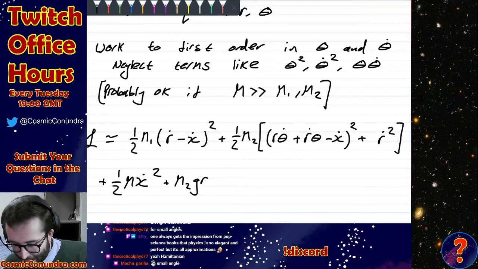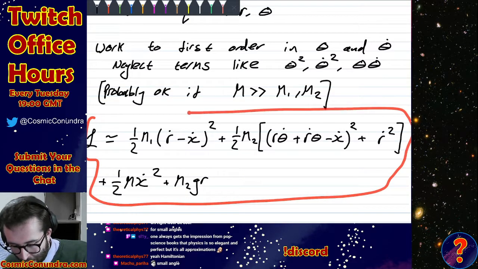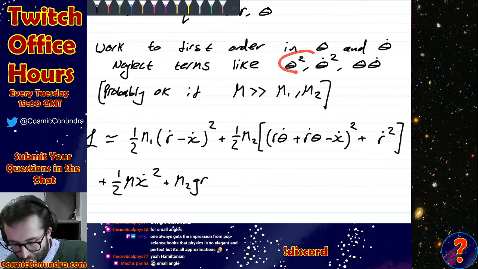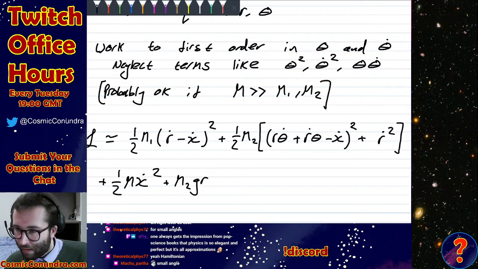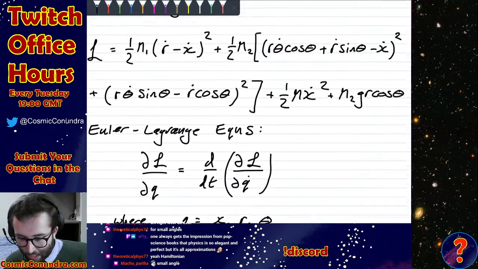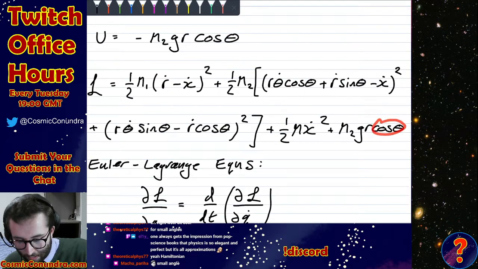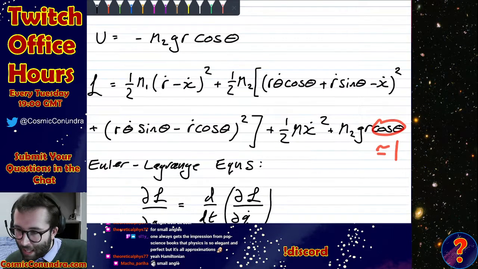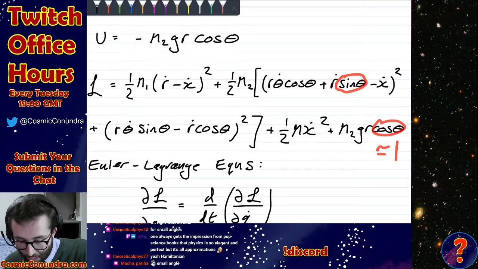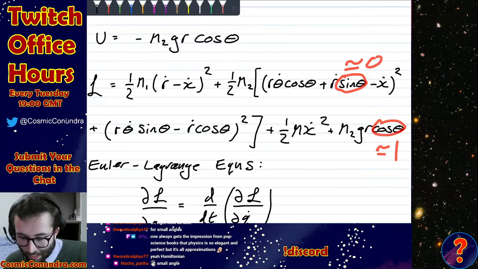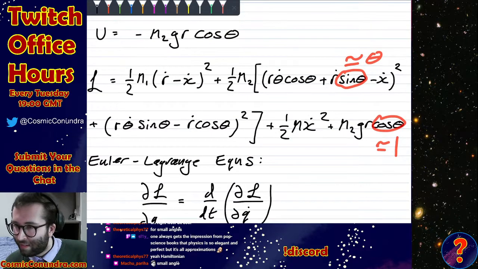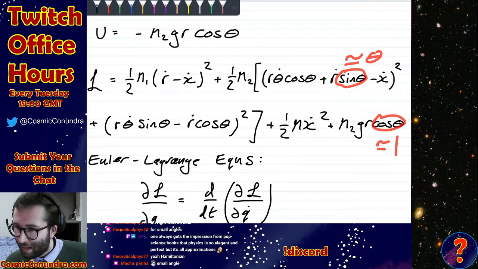So what I've done here to get this approximate Lagrangian that is valid below terms of this order, so when I get the equations of motion, it will only be valid to first order in theta and first order in theta dot, is I've essentially just said cosine theta is approximately 1 from the small angle approximation, and sine theta is approximately theta. So anywhere you see a sine theta, I put in a theta. Anywhere you see a cosine theta, I put in a 1.